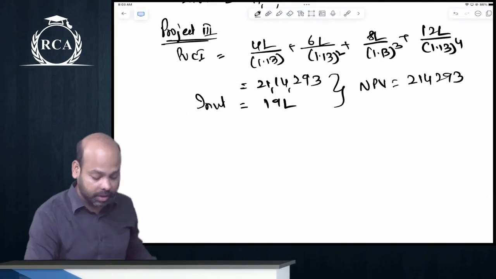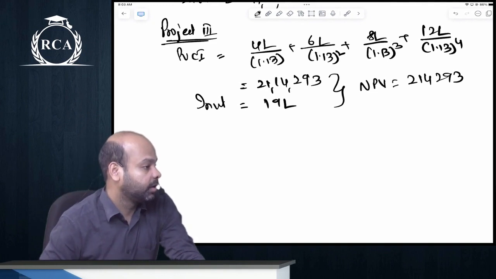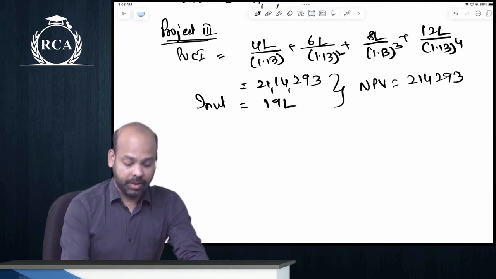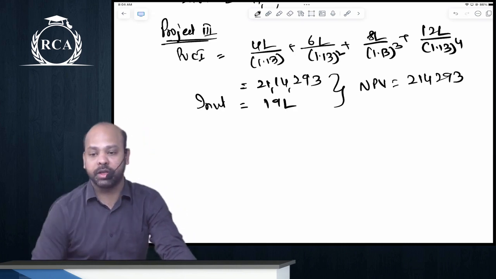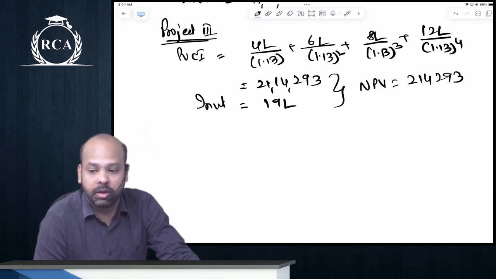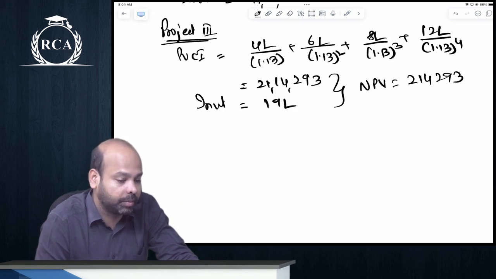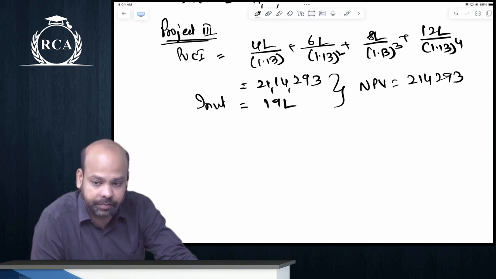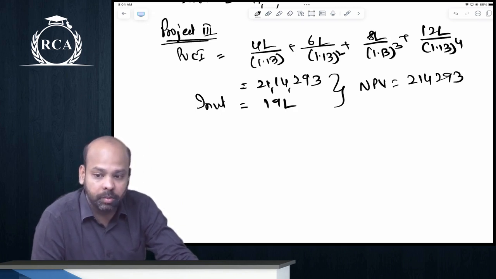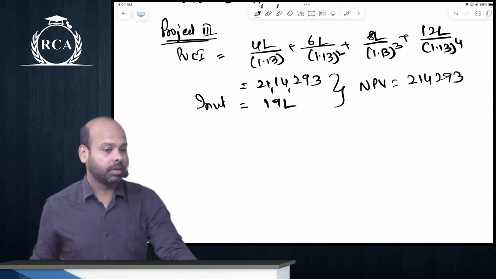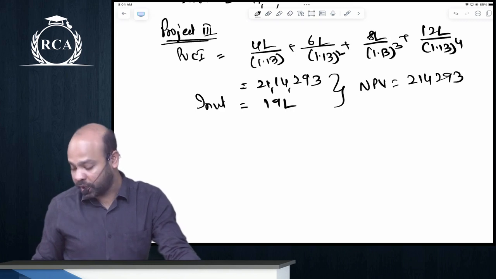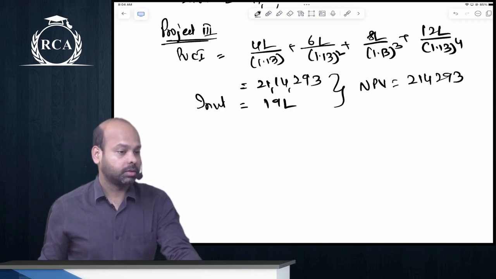Write the conclusion beta. क्या रहेगा guys? Based on NPV beta, project 3 should be selected. Based on NPV, project 3 should be selected. Profitability index should not be considered.